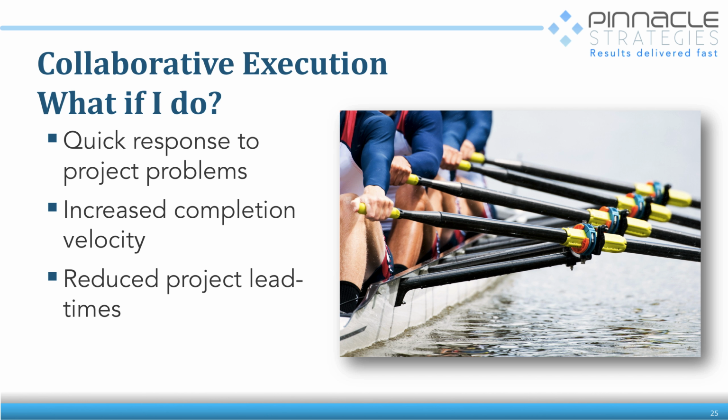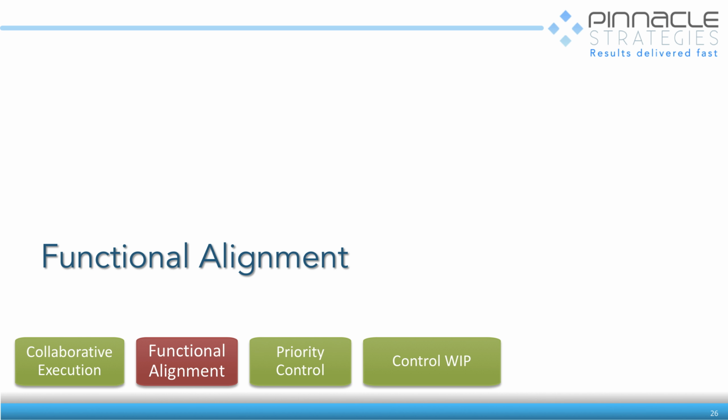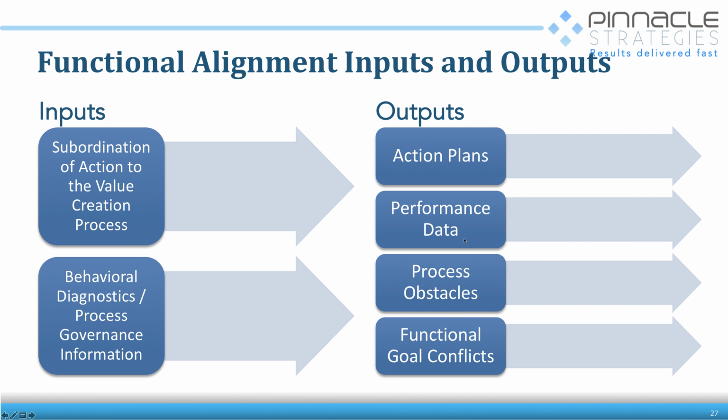So once we've achieved this, then we can start to work on the next level, right? We can start to work on functional alignment. So we're going to take those outcomes, the action plans, the performance data, the process obstacles that we get in our daily meetings, and what we're going to get is subordination of action. What we're looking for here is for people to subordinate their day-to-day activities to the value creation process. In other words, we want people to set their agenda on what's going to make our projects go faster, not what makes people feel better.